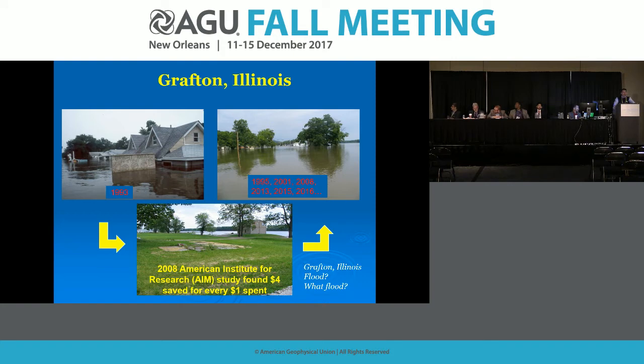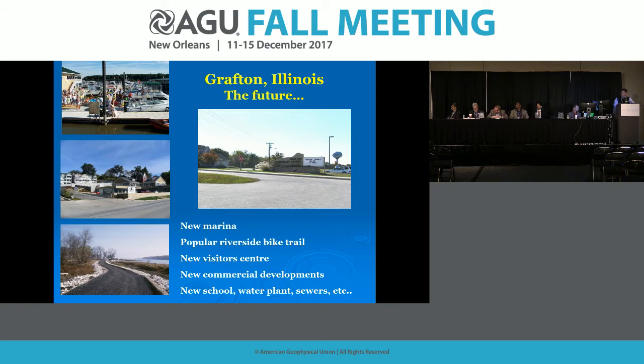Grafton is definitely one where there's been a benefit cost. We've had 6 floods since the buyout, all of which have come close to the 100-year level, and they've been non-events in Grafton. It's like nothing even happened. Grafton has a new marina. They had this riverside bike trail. They have a new visitor center spelled the English way to make it look very nice. New commercial development. They have a winery and a microbrewery in Grafton now, which is just astonishing.